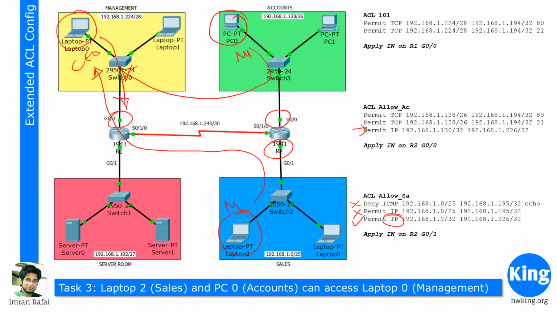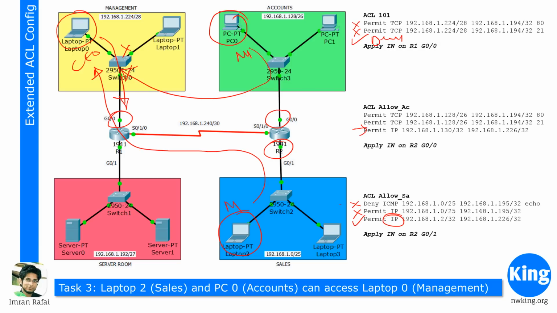When it replies back, ACL 101 will get hit, and ACL 101 will look at the traffic. It says, okay, it's an echo reply coming from laptop 0, that is 192.168.1.226, right? It's 226, going to the laptop which is 192.168.1.2. And it looks at the ACL statements. It says, okay, this is not matching, this is not matching. The only thing that is matching is deny. It will block it, right?